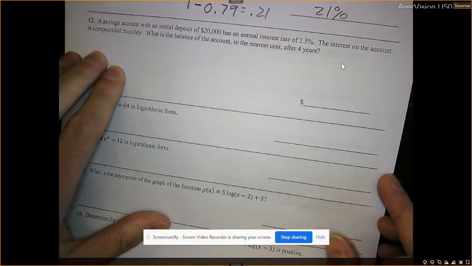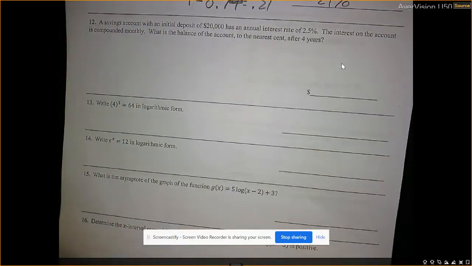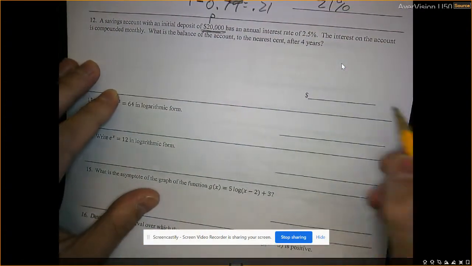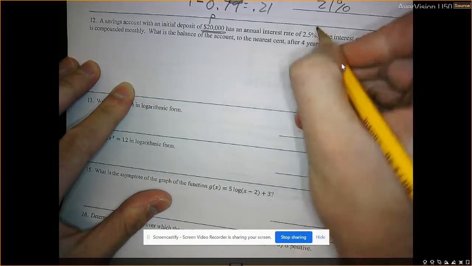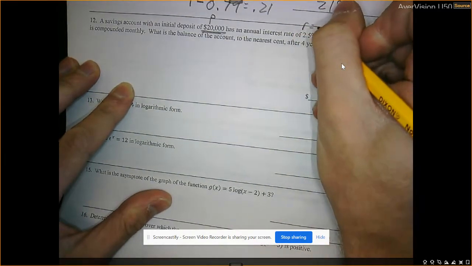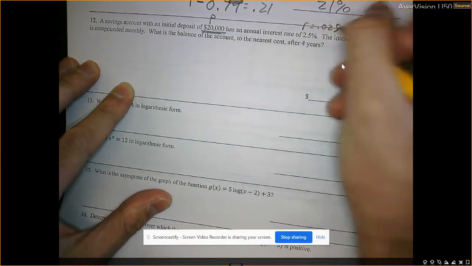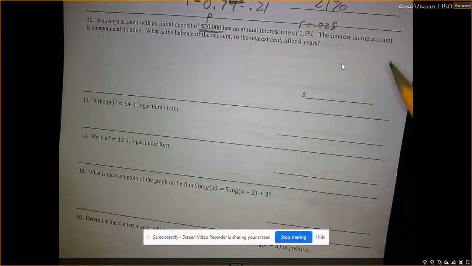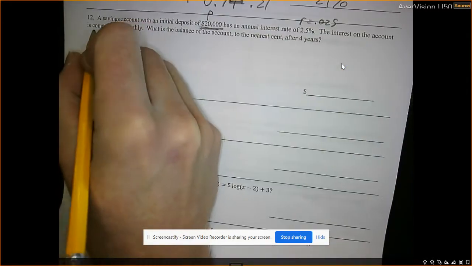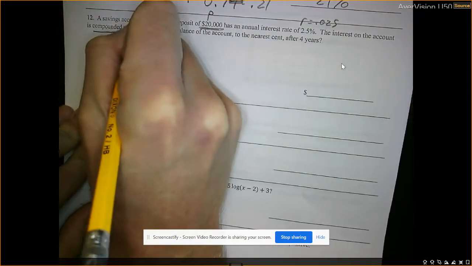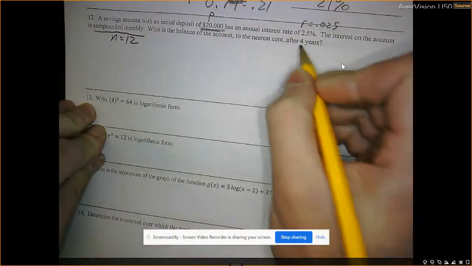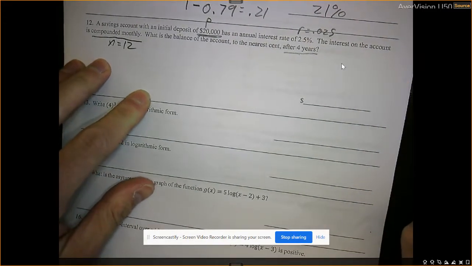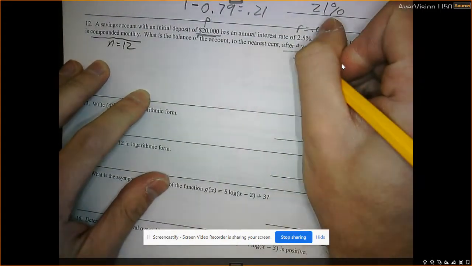So now, all right, number 12, we have a savings account with an initial deposit. When you see initial deposit, that's your P, with an annual interest rate of 2.5%. This is your R, and if we want to put it into decimal form right away, do it. Then it's compounded monthly, so that means N is 12. We want to know what we're at after 4 years, so that means T is 4.